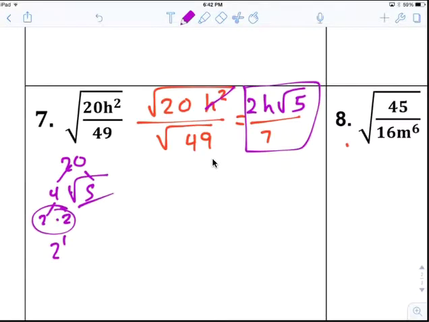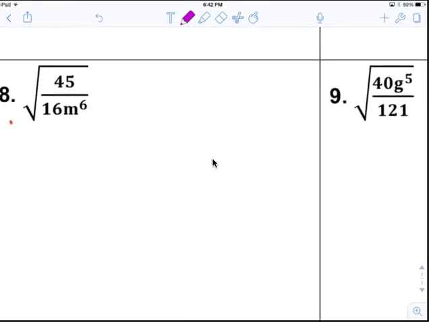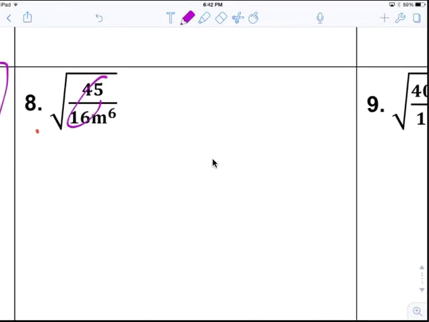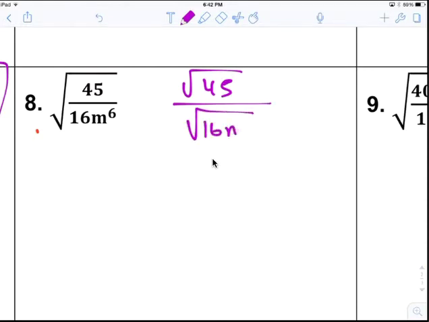That's our answer. Number 8, can't reduce this, so square root of 45 over square root of 16m to the 6th. Well, the square root of 16 is 4, and m to the 6th is m to the third with nothing left over. You make 3 groups if you're having a hard time.